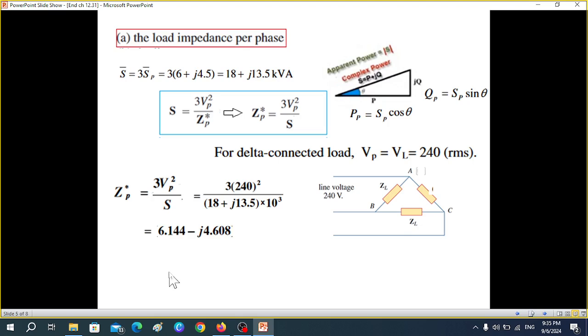And I hope you know that the difference between ZP and ZP conjugate is the sign. We just need to change this sign. ZP will be the same value, changing this sign from negative to positive, and this value is in ohms. So this is the answer of part A.